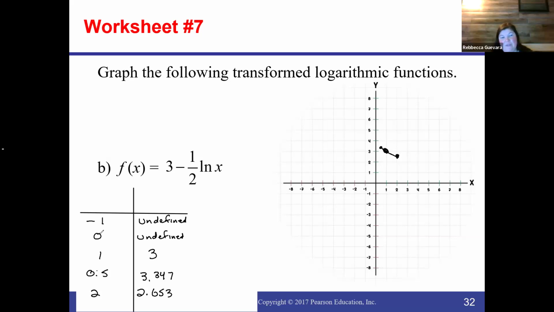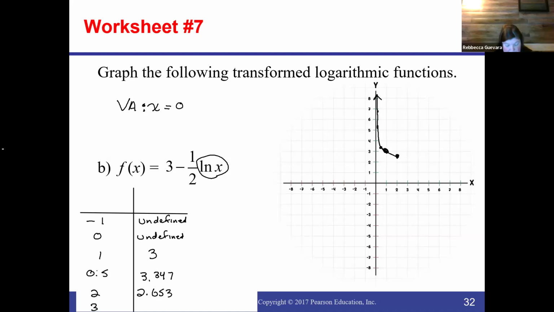We know that at 0 and below, everything's undefined. So I probably have an asymptote here at x equals 0, which we should, because if we look at this original function, there should still be an asymptote there. So my vertical asymptote is going to be x equals 0. So it's going to be that y-axis.